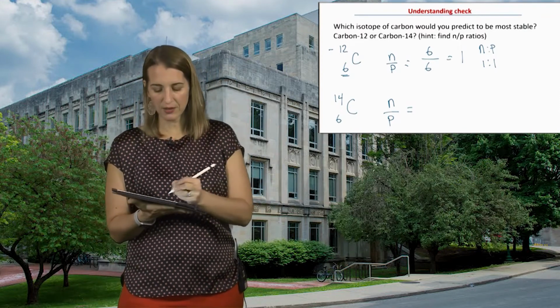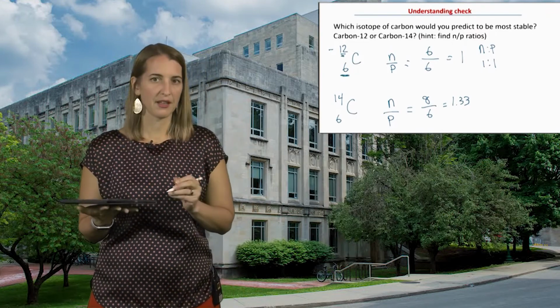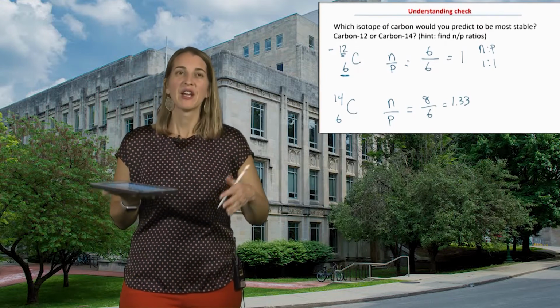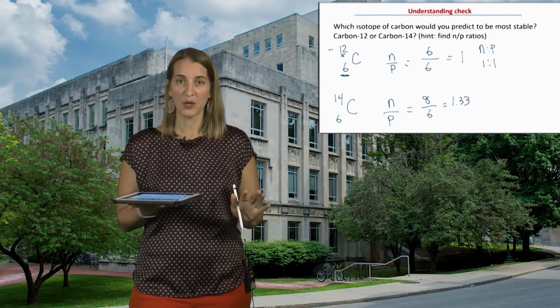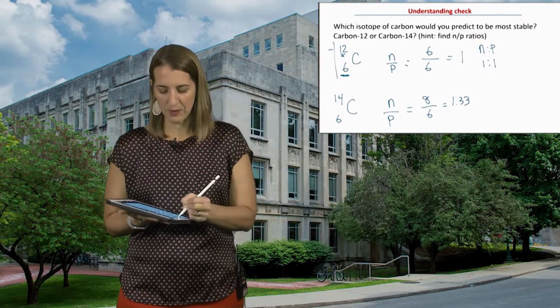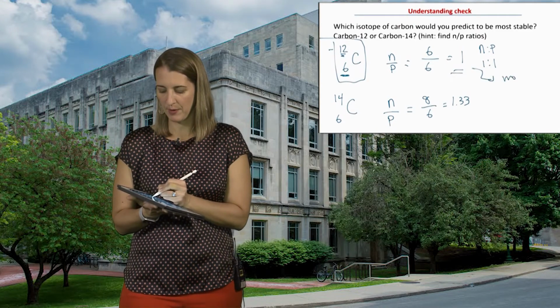So we have an N to P ratio of 1-to-1 in this case. All right, the other one, now we have a mass number of 14, so this has 8 divided by 6, and this is 1.33 for our ratio here of neutrons to protons. Now, since carbon-12 is fairly light, the atomic number is under 20 here, we would expect the most stable isotope to be the one with a 1-to-1 ratio, which in this case would be our carbon-12. Since it's a 1-to-1 ratio, more stable.